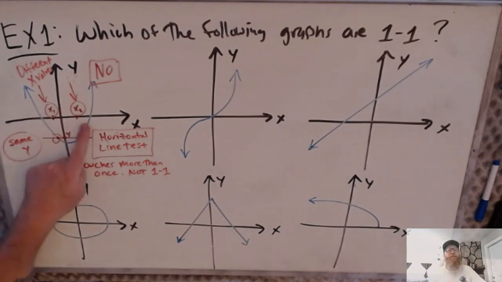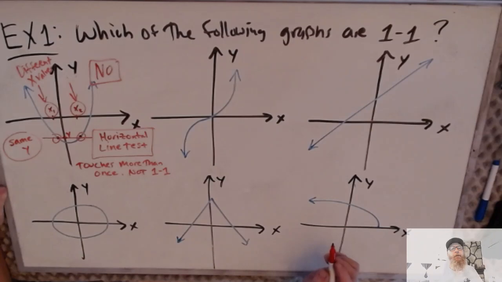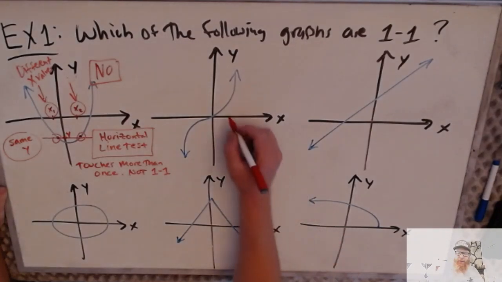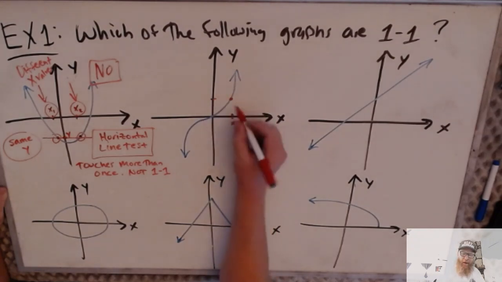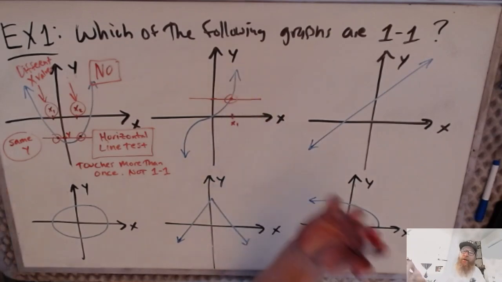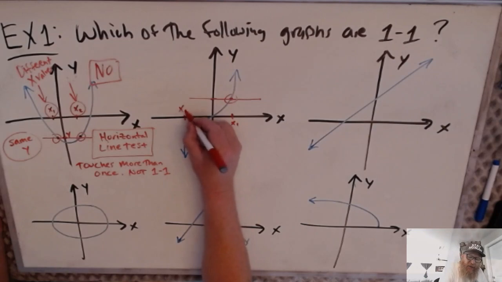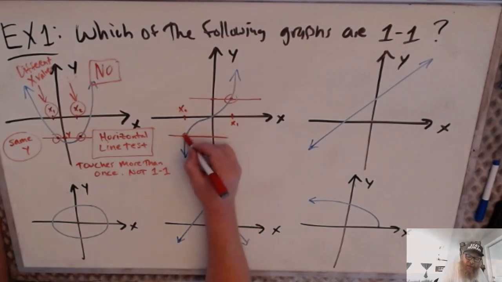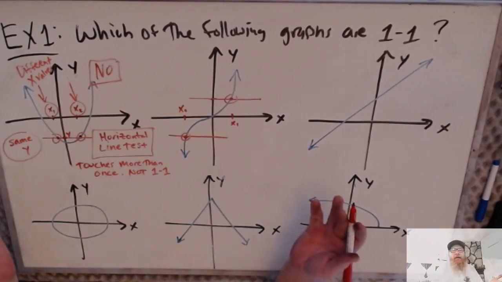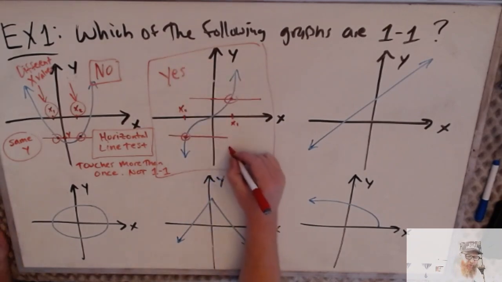I have two different x values corresponding to the same y value. Okay. So let's try it here. We have an x value. You have a y value. You have a horizontal line. It only touches it one time. If you take a different x value, you take a different horizontal line, it's again only going to touch it one time. So yes, this is a one-to-one function.